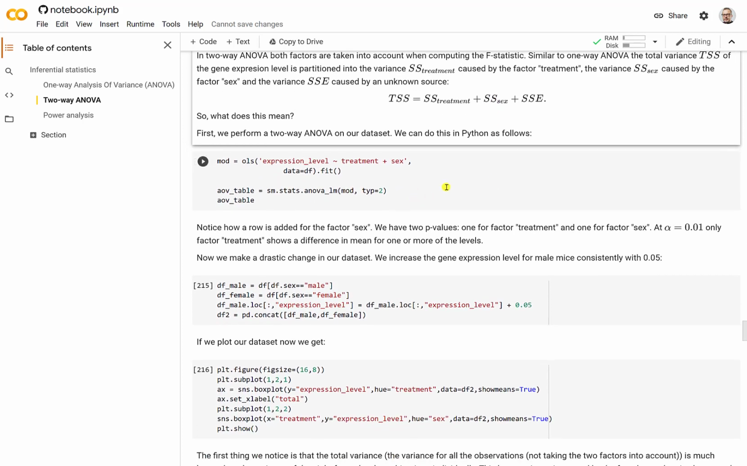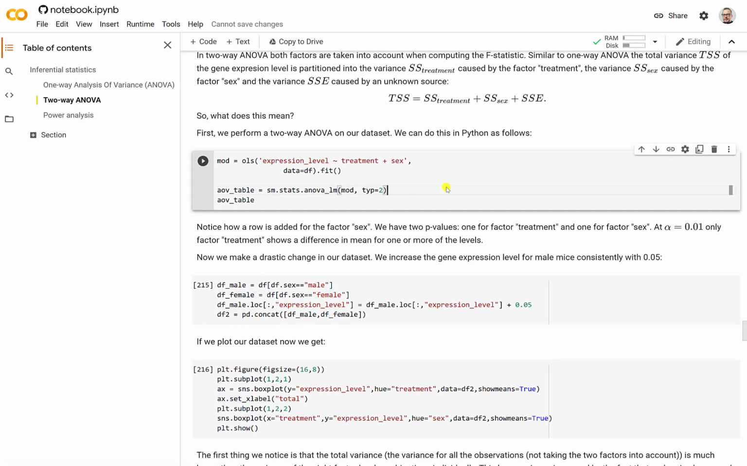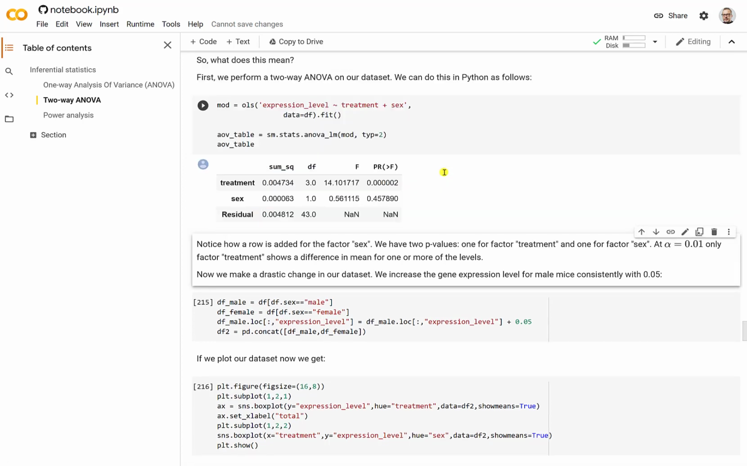So let's perform a two-way ANOVA. Quite similar here, we just have to add another factor. So we're saying that the expression level is a function of treatment plus sex. Okay, and so what we can see is that we are indeed still rejecting the null hypothesis for factor treatment, and we're still accepting the null hypothesis for the factor sex. Okay.